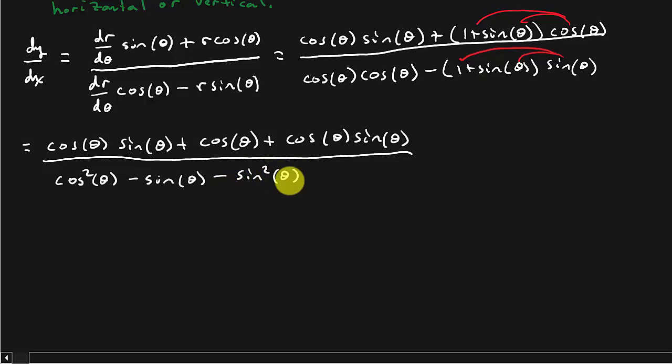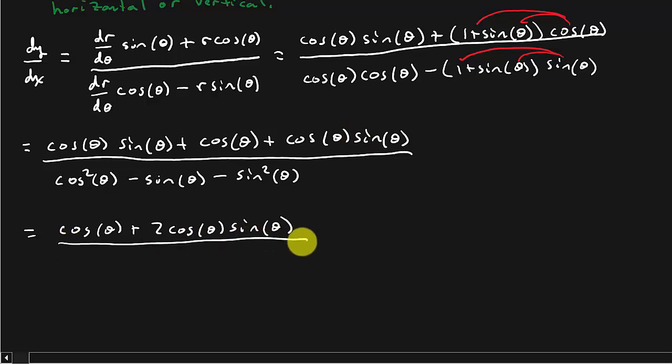All right, so what now? Well, this is going to be what? Cosine theta plus 2 cosine theta sine theta. See, I got a common term here and here. I just added those together. Now, this one, well, what can we do here? Well, not much I can do with the cosine squared and sine squared. Okay, it would be nice if it was cosine squared plus sine squared. That would give us 1.